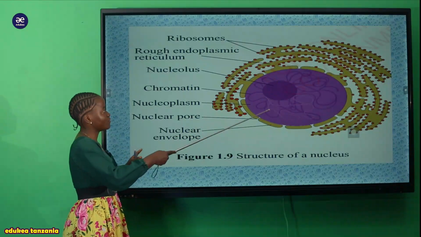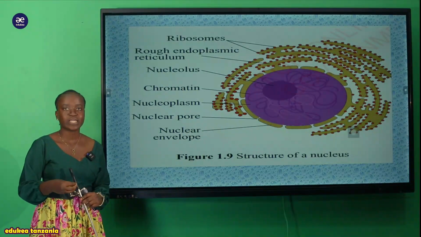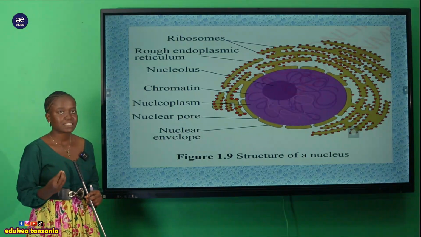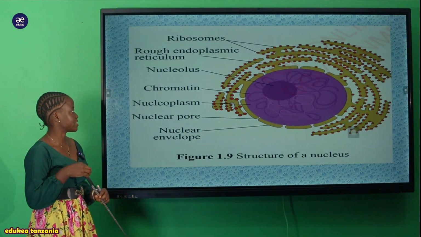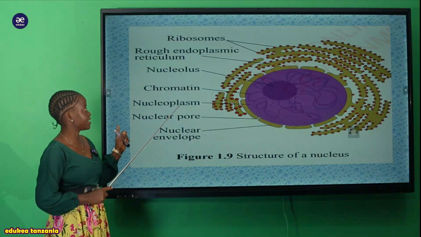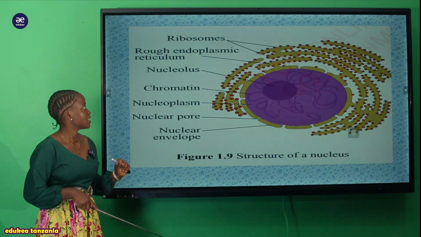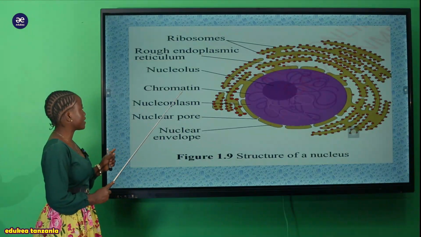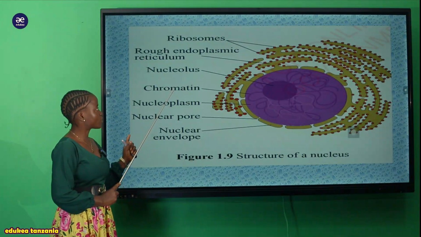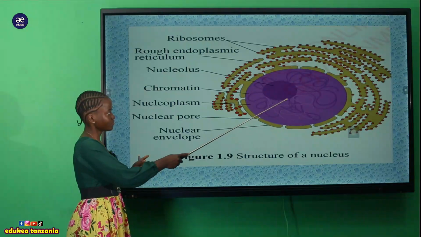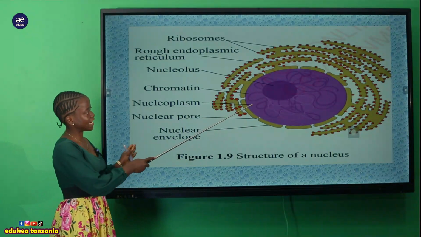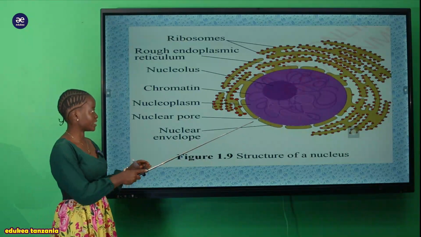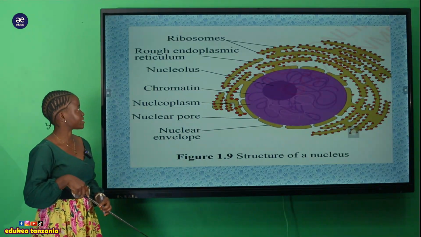The cytoplasm of the nucleus is called the nucleoplasm, though we didn't discuss it in a broader way. So the cytoplasm of this nucleus we can say is called a nucleoplasm. But also inside of the nucleoplasm is where you can see the chromatins. These dark, thread-like structures found within it are the chromatins.